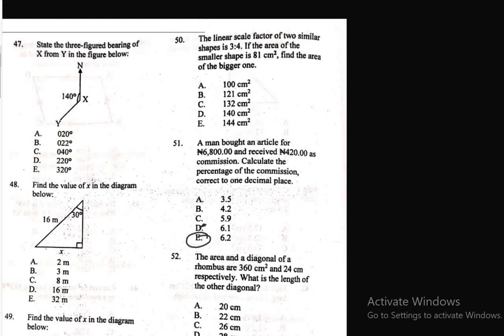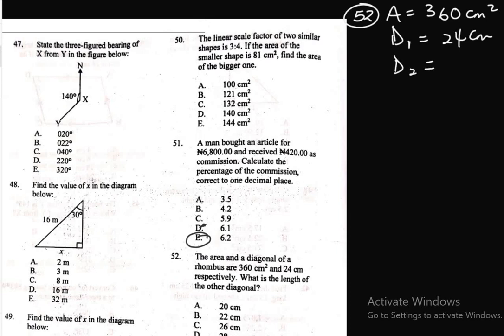Question 52 says, the area and diagonal of a rhombus are 360 centimeters square. So the area of the rhombus is 360 centimeters square. And 24 centimeters, one of the diagonals, let's say D1, is 24 centimeters. What is the length of the other diagonal? You're looking for D2, the other diagonal.